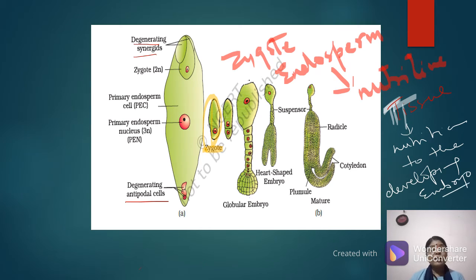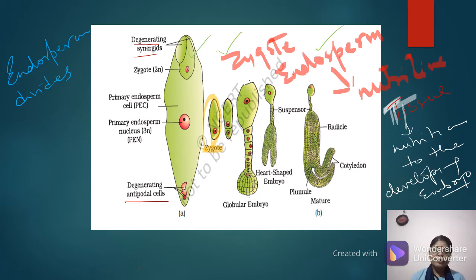So which should divide first? Your endosperm should divide first, or your zygote should divide first? What should divide first? Definitely your endosperm will divide first. So you will see that endosperm divides first. Now which kind of division will take place?